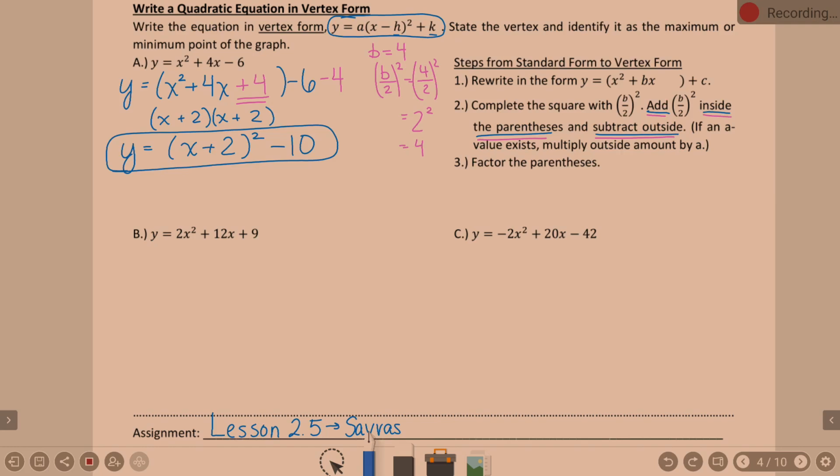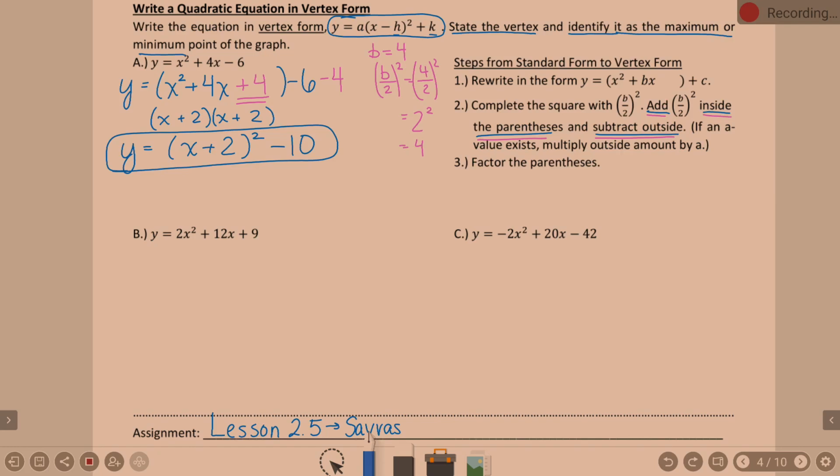Sorry. Y equals x plus 2, quantity squared, minus 10. There's your vertex form. Now, what else did it ask us to do? State the vertex and identify it as a max or min. Okay? Now, let's start with vertex.